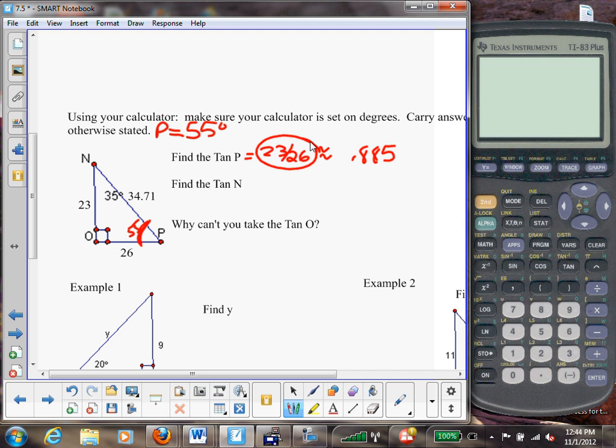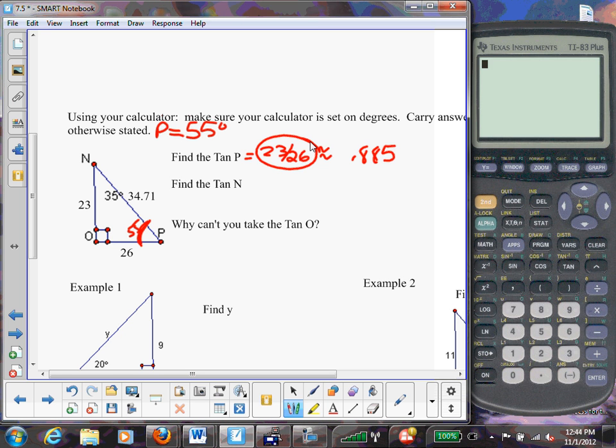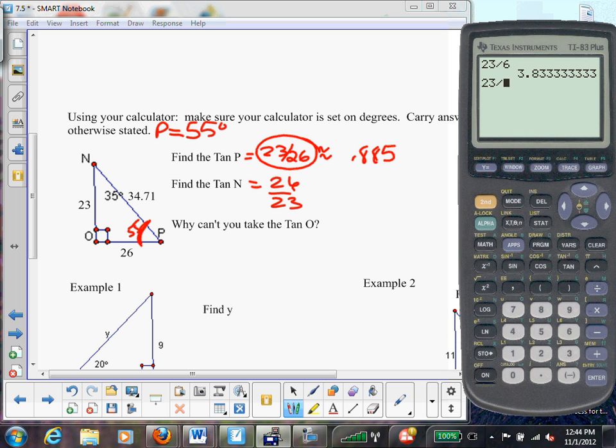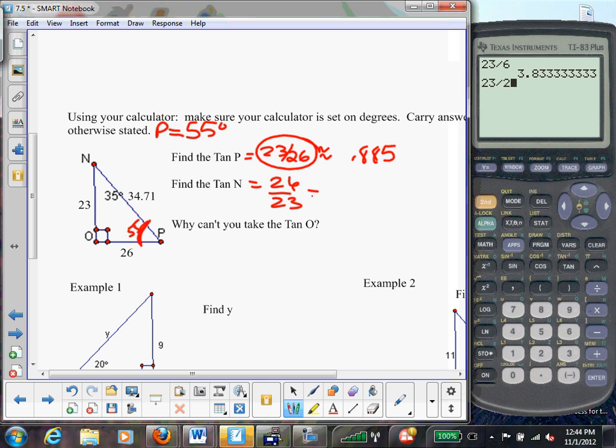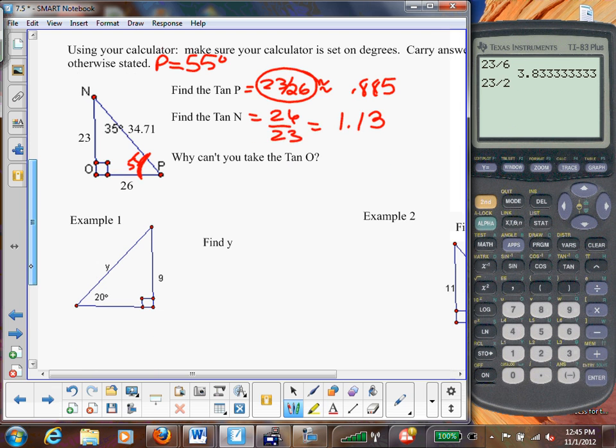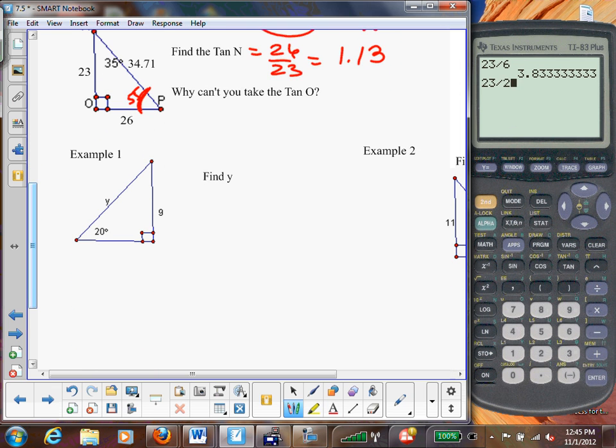All right. So we're just going to talk about, never mind about the calculator thing for a second. We're just talking about the ratio of sides. Tangent of P is 23 over 26, which is 0.885. Okay. Find the tangent of N. What's my ratio of sides here? 26 over 23, which is what? Okay. So we're going to find y. We're going to find y.